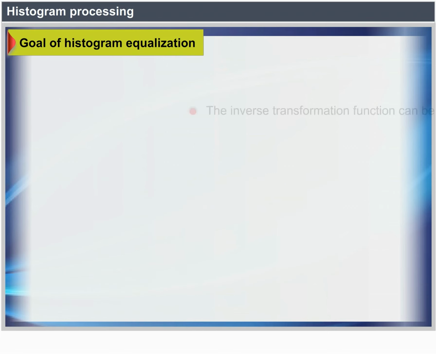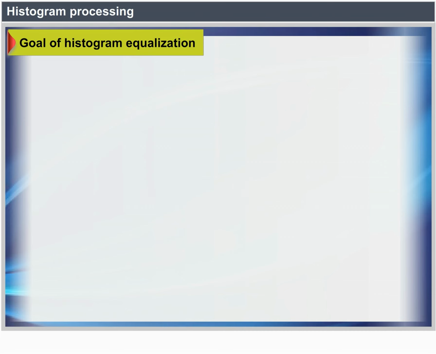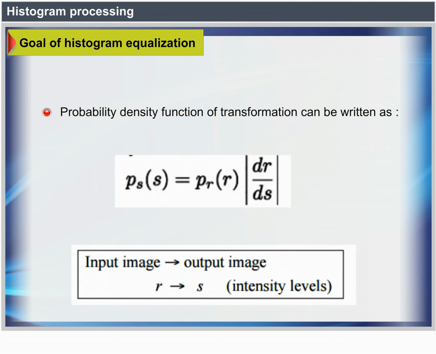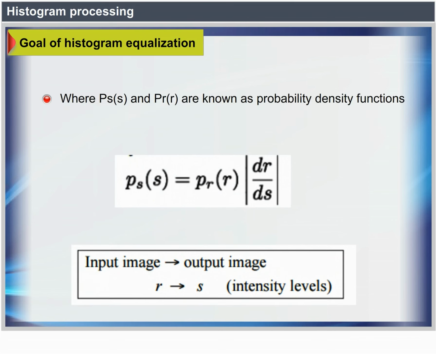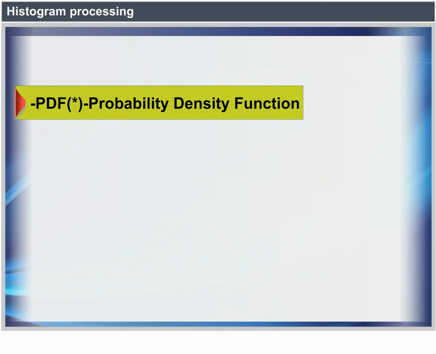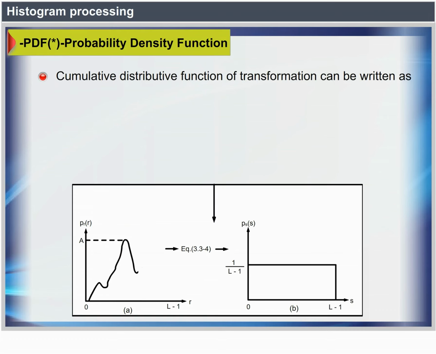PDF, probability density function. Cumulative distribution function of transformation can be written as shown on screen. Below figure shows an arbitrary PDF, and the result of applying the transformation to an intensity level. The equations are as shown on screen. Histogram equalization or histogram linearization, discrete form. The equations are as shown on screen.